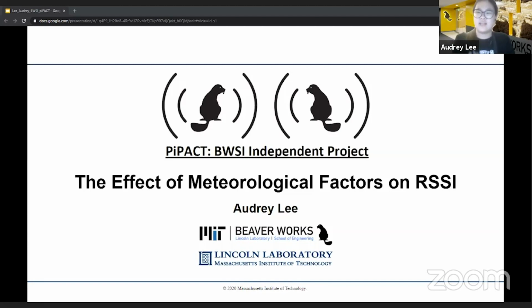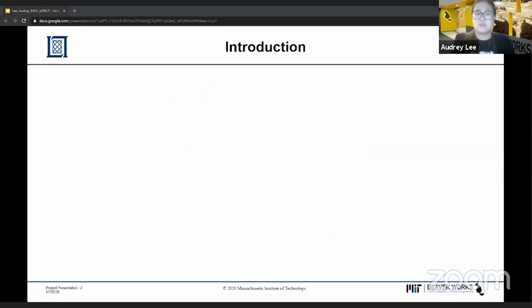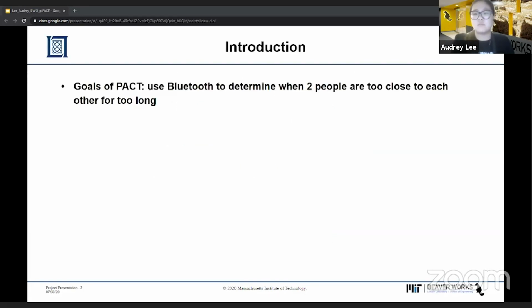Okay, hi everyone. My name is Audrey Lee. I'm from Mira Costa High School in California. And today I'll be talking about my piPACT project, which explored the effects of different meteorological factors on RSSI. So as most of you probably know already, the goal of PACT is to use Bluetooth devices, the RSSI values in our case, to determine when two people are too close to each other for too long. And hopefully this contact tracing system will help us slow down and stop the spread of COVID-19.